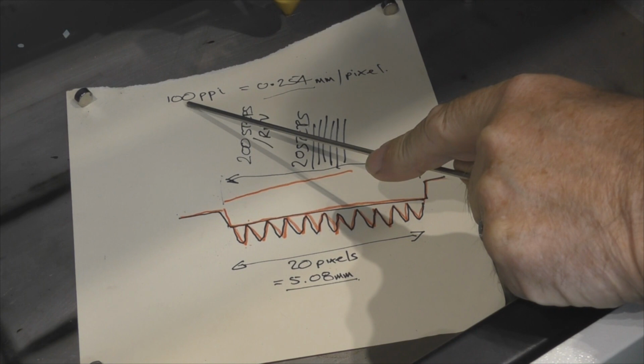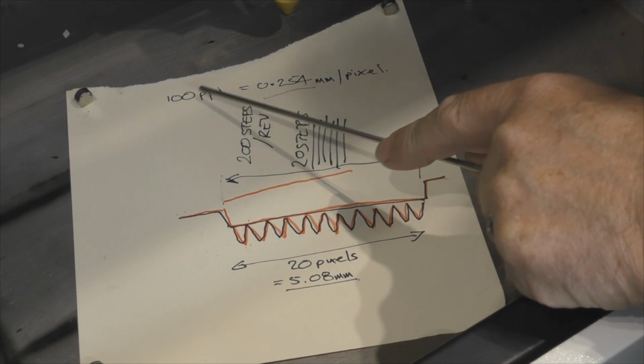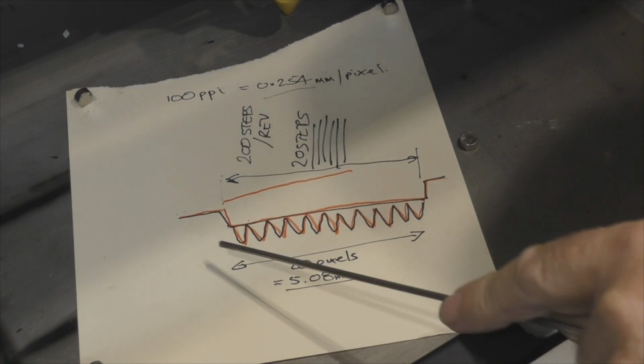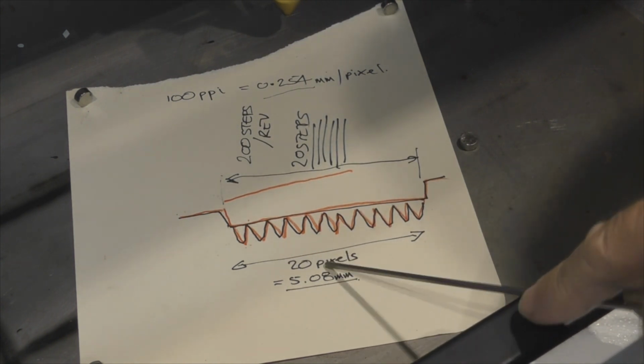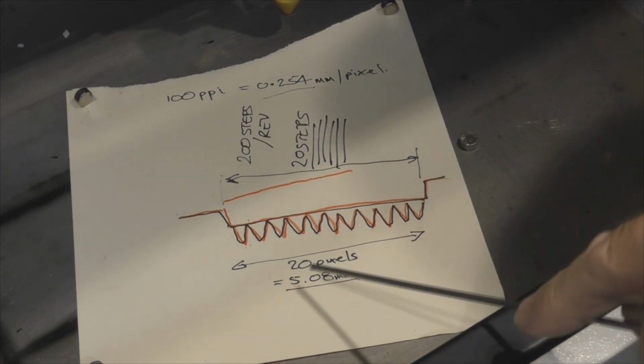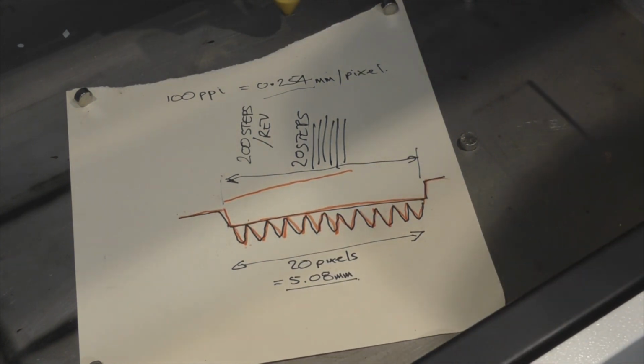Okay, let's try and make some sense of my scribblings on this sheet of paper. My pattern that we're going to test again is 100 pixels per inch. That's the black pattern that we used as a reference. Now that meant that every pixel is actually 0.254 of a millimetre wide. Now, my pattern is made up of 20 pixels. So therefore the total length of my pattern is 5 millimetres.